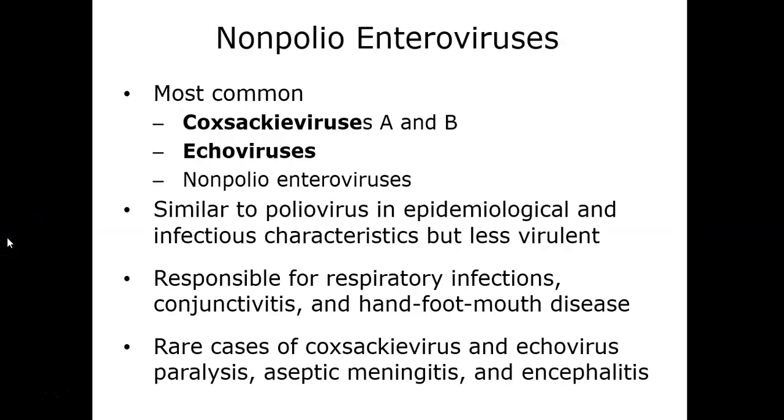We also have the non-polio enteroviruses, such as the Coxsackie viruses and the echoviruses. So they are similar in their epidemiology, but less virulent than polio. They're responsible for respiratory infections, conjunctivitis, and even something called hand, foot, and mouth disease. There's very rare cases of these viruses causing things like meningitis and paralysis and impacting the brain and spinal cord.